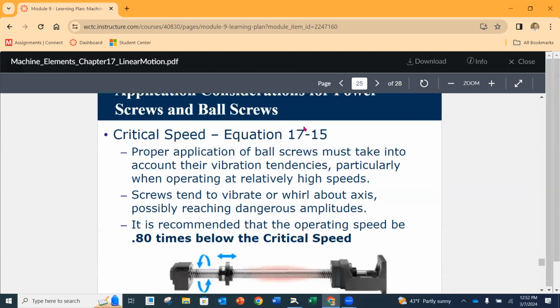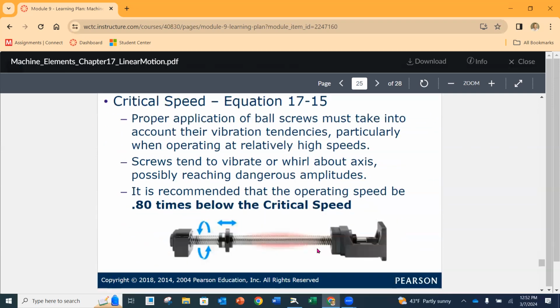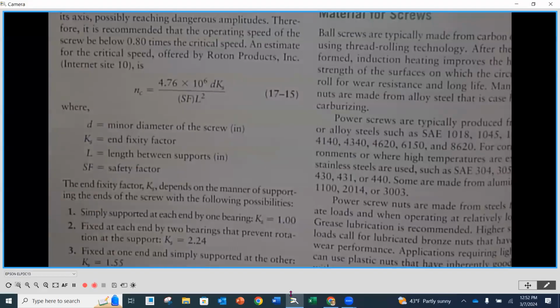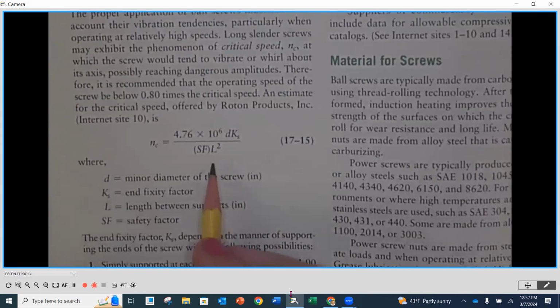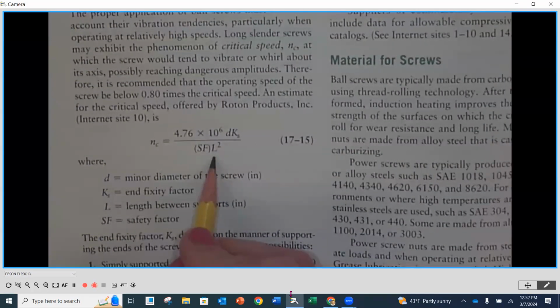Length is critical with that application and that equation too, if you look at the equation, length squared. So once you start getting longer screws, that's where you have to reduce your speed so you don't get that critical vibration.